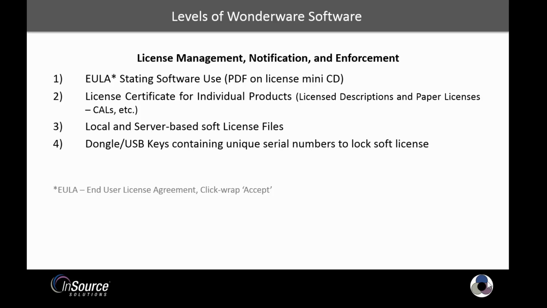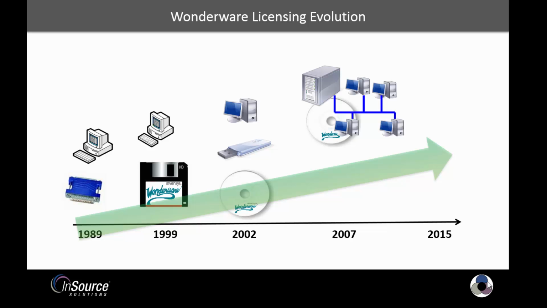Licensing is enforced through 4 ways. Number 1 is a EULA, which is legalese in a PDF document on the license CD. Number 2 is a license certificate for individual products. 3 are the actual software licenses themselves that get installed. And the 4th are the dongles. Now, dongles back in the day were USB keys or LPT-based dongles for printer ports. Then we graduated to floppy disks, then to CDs, and then now to a server-based license structure for specific products.